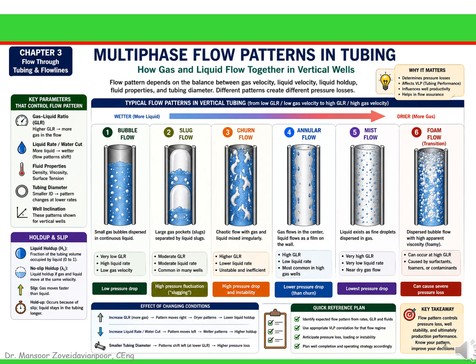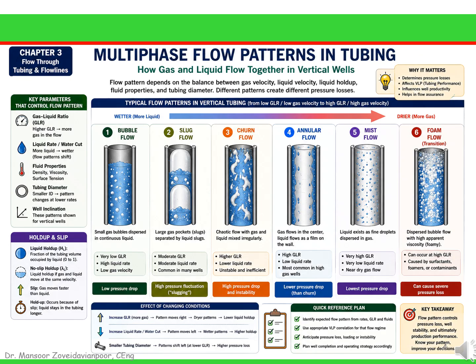Inside a producing well, fluids rarely flow as a single liquid. Instead, oil, gas, and often water move together, creating different multiphase flow patterns as pressure and gas volume change along the tubing. These patterns are not merely classifications. They determine the pressure losses that ultimately control the well's production rate.